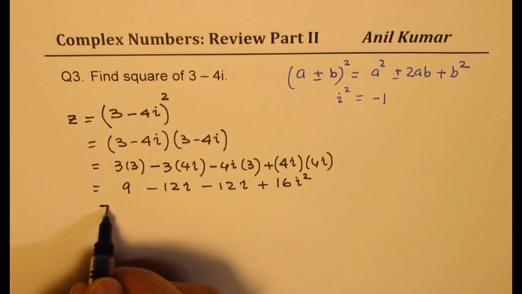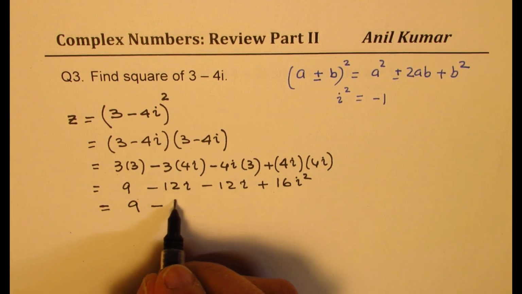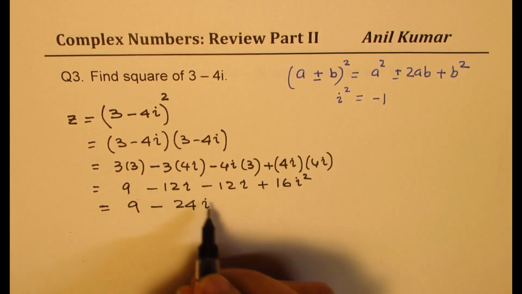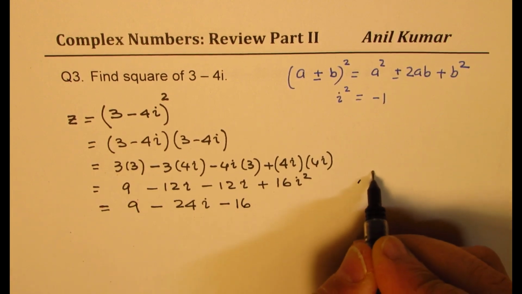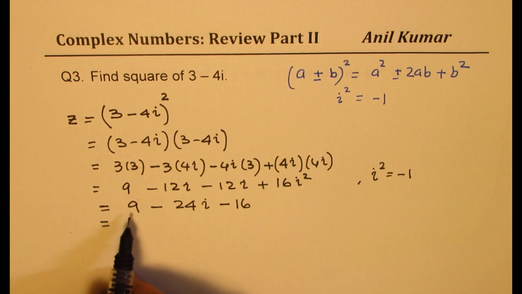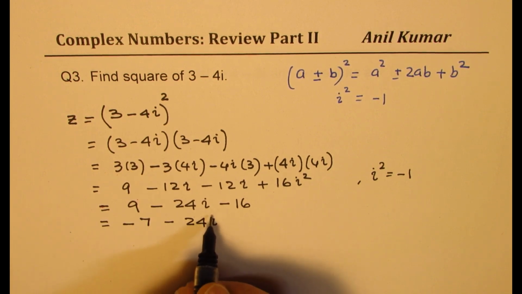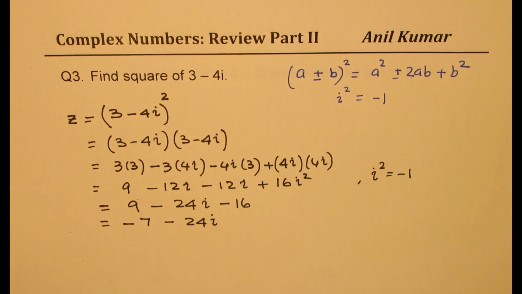Now i squared is negative, right? So we get 9 minus, we can combine these two, 24i. And here we get minus 16 since i squared is negative 1. Perfect. So combining these two, minus 16 and plus 9, what do you get? You get negative 7 minus 24i. So that is how we can combine these terms and write down the solution, correct?